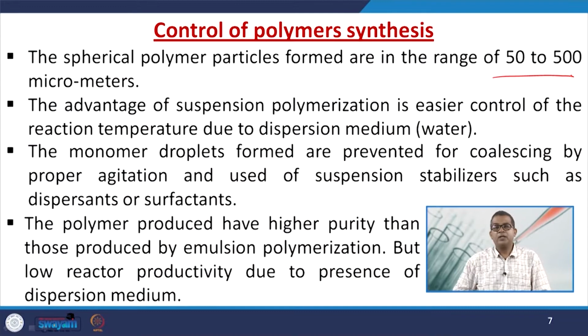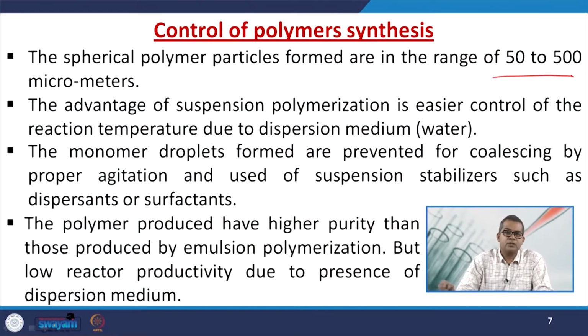If you see the first line in this category, you are looking for a specific type of polymer particles with, say, 50 to 500 micrometers or more than this or less than this particular range. So, the proper use of dispersant or surfactant usually prevents the formation of lumping. This way, it creates a barrier between these two droplets. So, the polymers produced have a higher purity than those produced by any kind of emulsion polymerization process.